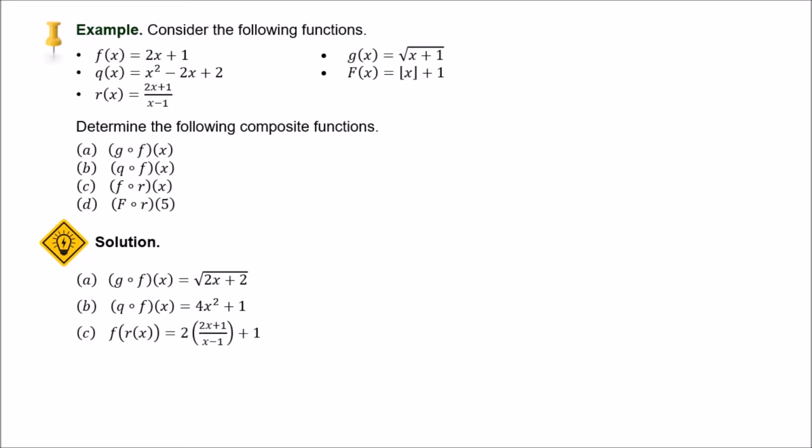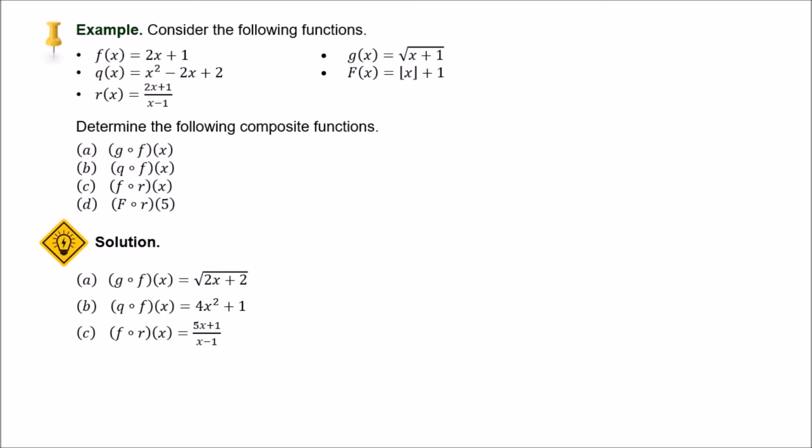resulting into this expression. So to simplify, first we distribute 2 to the numerator 2x plus 1, resulting into 4x plus 2 all over x minus 1. Then we combine these fractions, resulting into 4x plus 2 plus x minus 1. Combining like terms, we have 4x plus x is 5x, and 2 minus 1 is 1. So the final answer would be 5x plus 1 all over x minus 1.